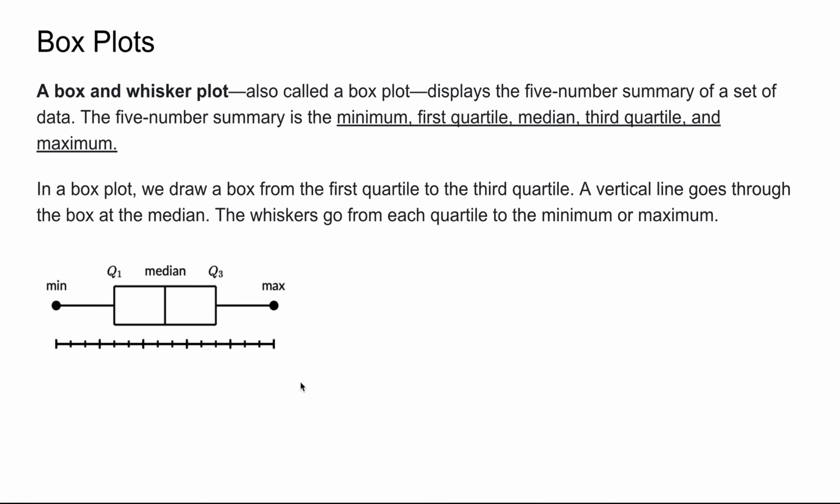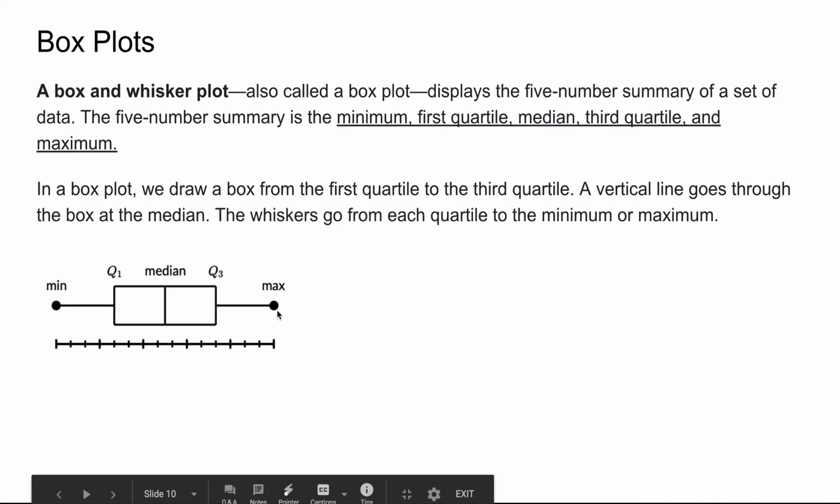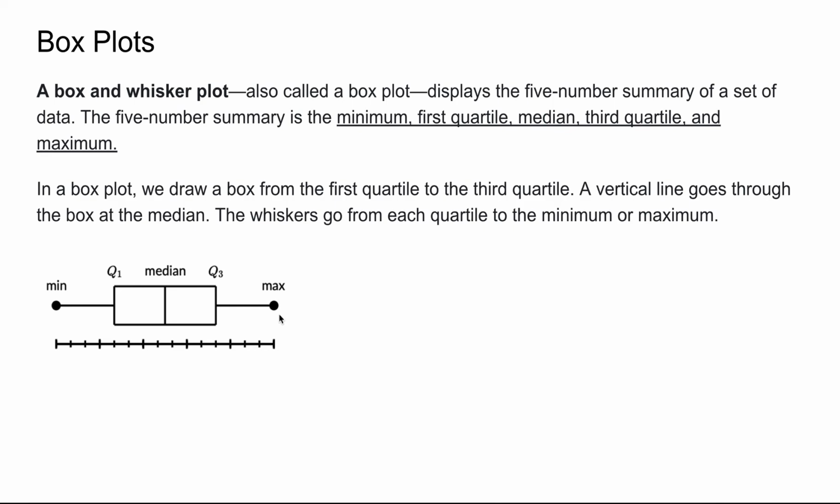The minimum, we need to know the minimum, and the maximum, of course. What are the other three? Q1, Q2, Q3. Q1, the 25th percentile, the median, which is Q2, the 50th percentile, and Q3, the 75th percentile. Okay, so the 5-number summary includes minimum, Q1, median, Q3, and maximum. So in box plots, you're going to show this 5-number summary.